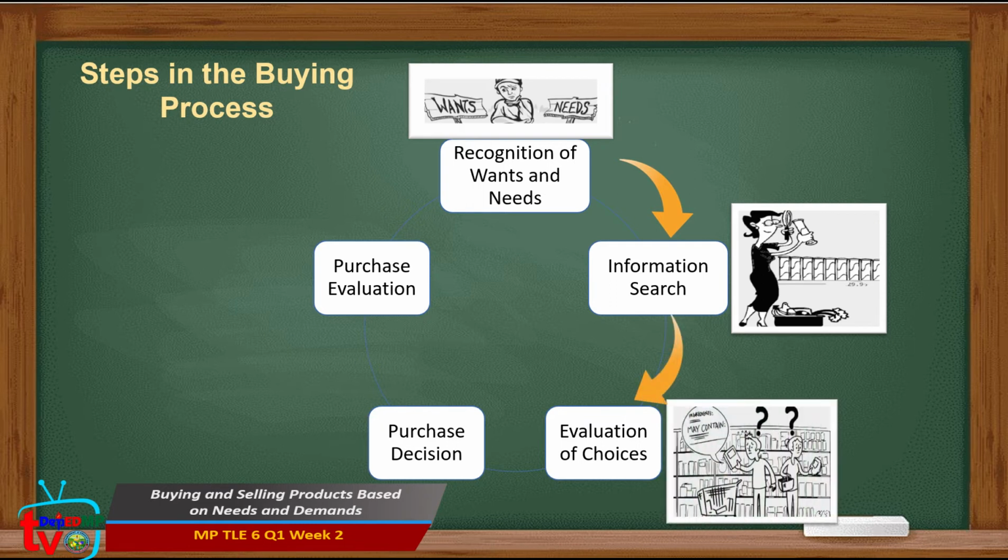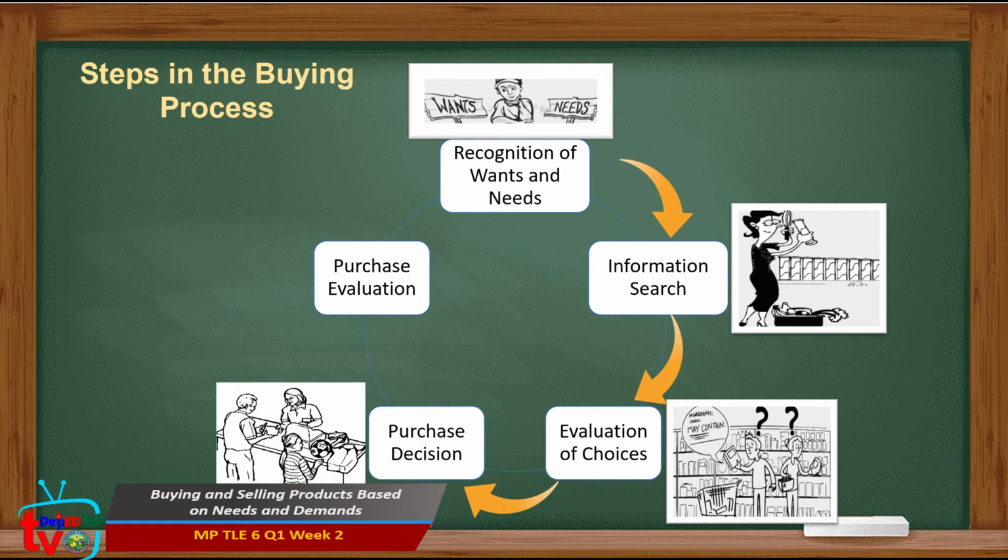The third one is evaluation of choices. This is the step where the best product or service will be chosen based upon the needs and wants. The choice of products can be influenced by one's attitude and available budget. The fourth one is purchase decision. This is the actual buying or purchasing of the product.